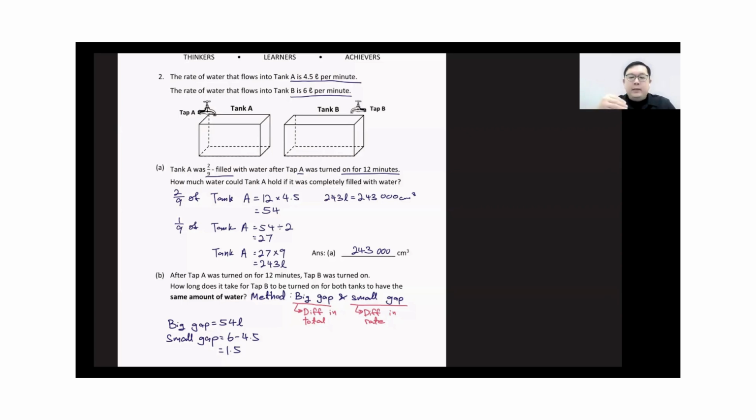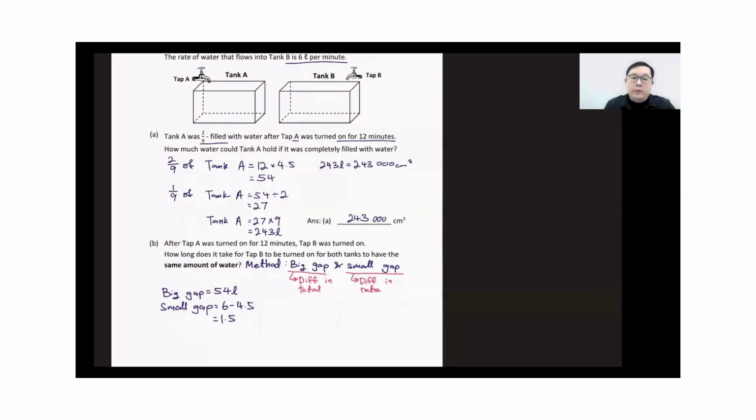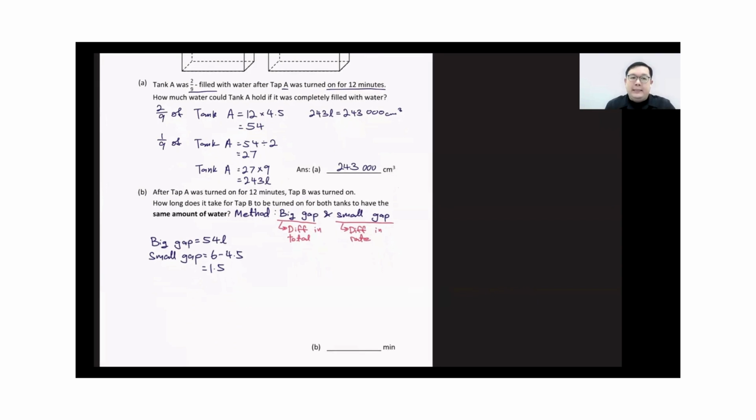So every minute, it is 1.5 liters closer to tank A. How many minutes do we need for that to become the same? And you'll get 36 minutes.